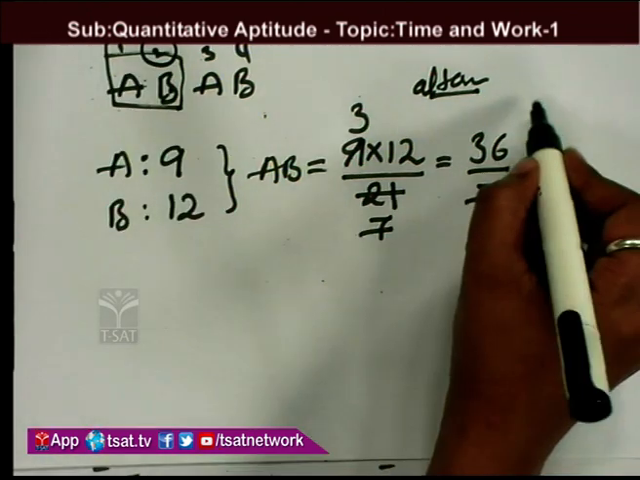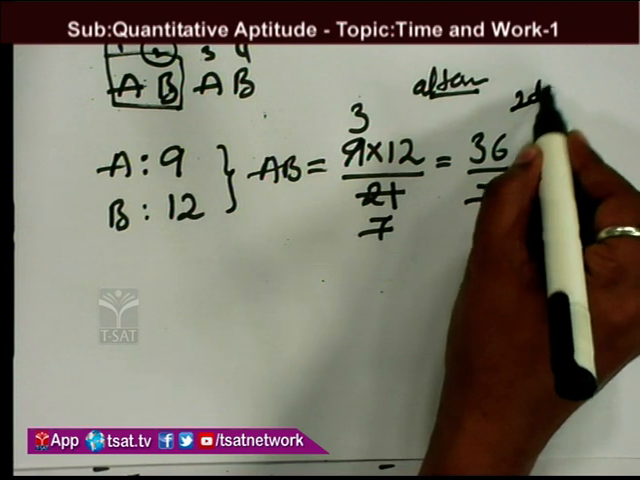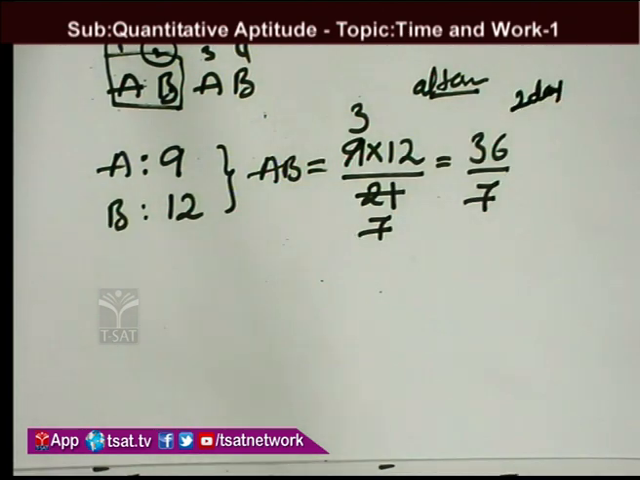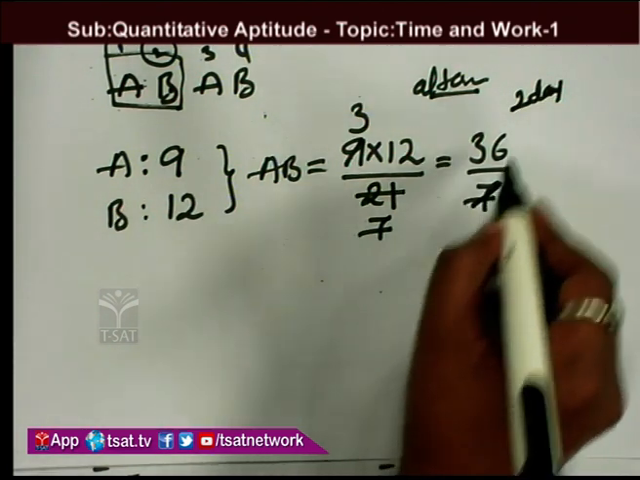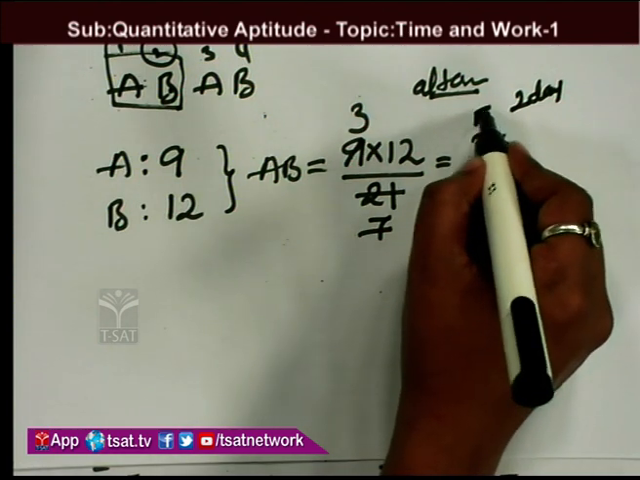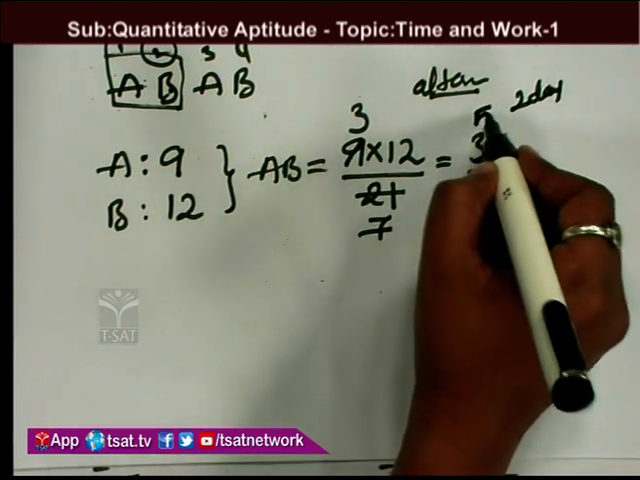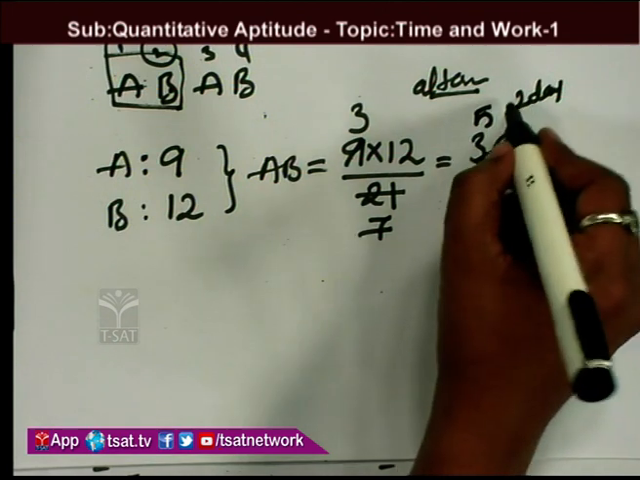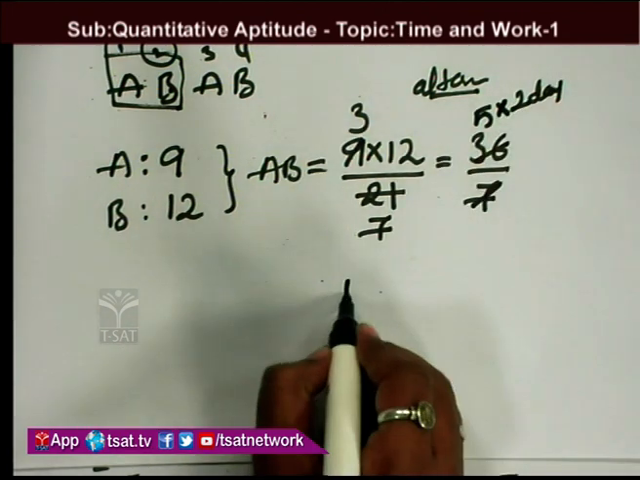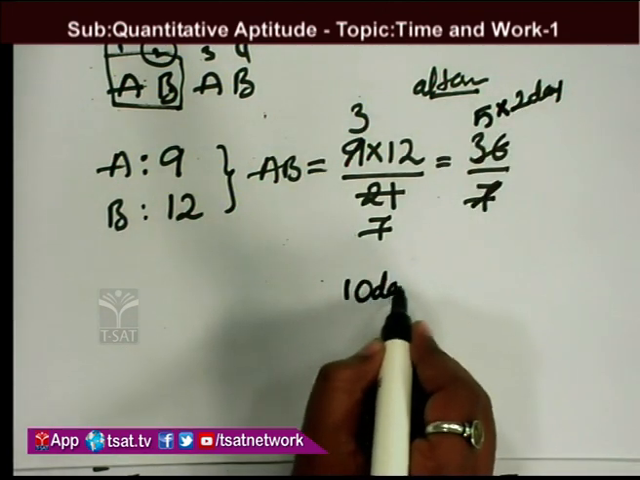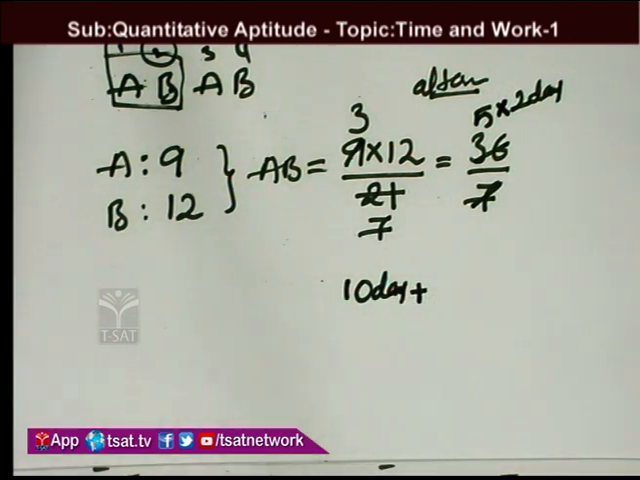You have to remember that for 2 days of work, A and B are working together. So, 7 5s are 35. What we get as the result is 5, and 5 2s are 10 days. So, that is the condition when they are working alternately.